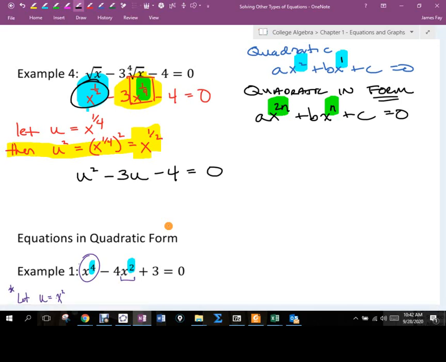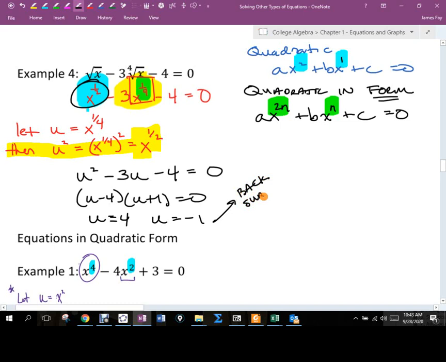Okay, can we factor that? u minus 4, u plus 1? So u is equal to 4, and u is equal to -1, right? Okay. This is the number one error that people make in WebAssign, is that they'll go right in and say, well, the answer is 4 and -1. What am I trying to solve for? x. Okay, so now this next step is called back substituting.